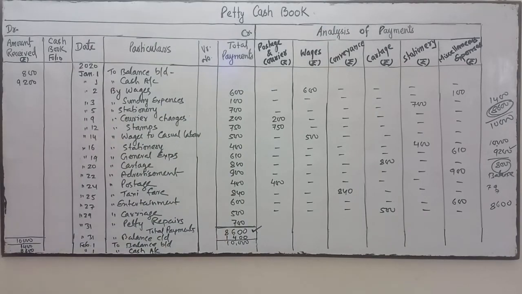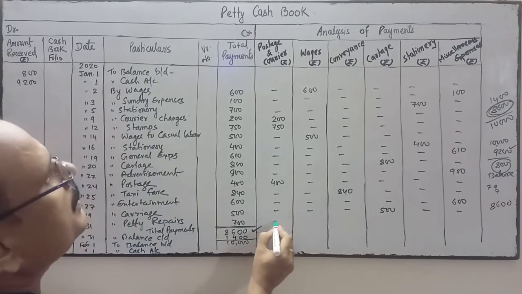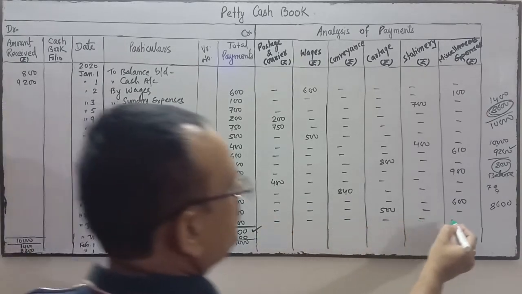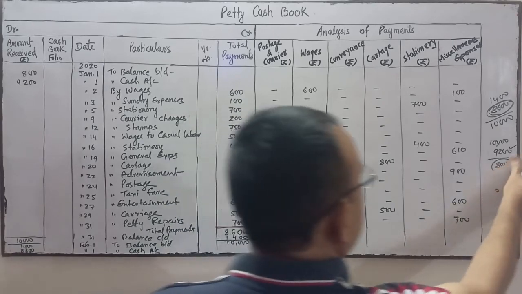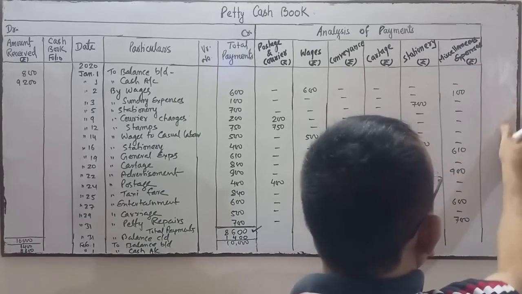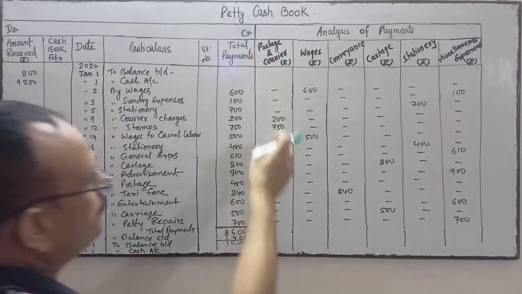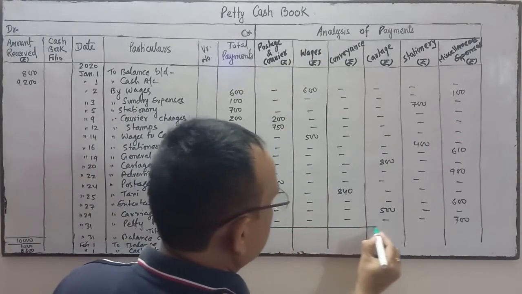Is it clear? Next is petty repairs. Petty repairs will come under the miscellaneous. This will come under miscellaneous. Is it clear? Now we do the total of the payment side. We'll do the total of every item of the payment side.